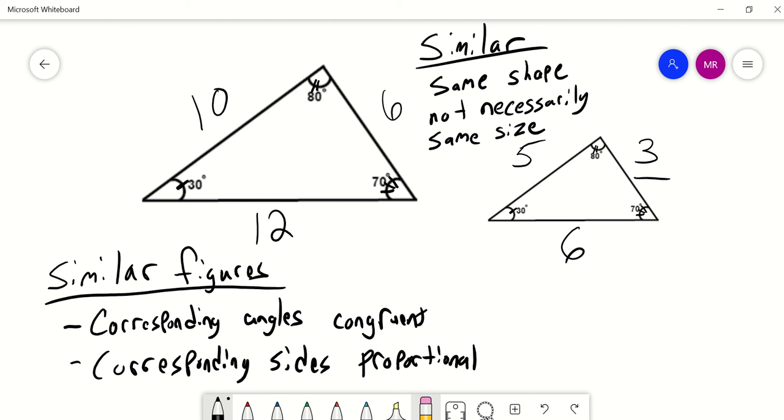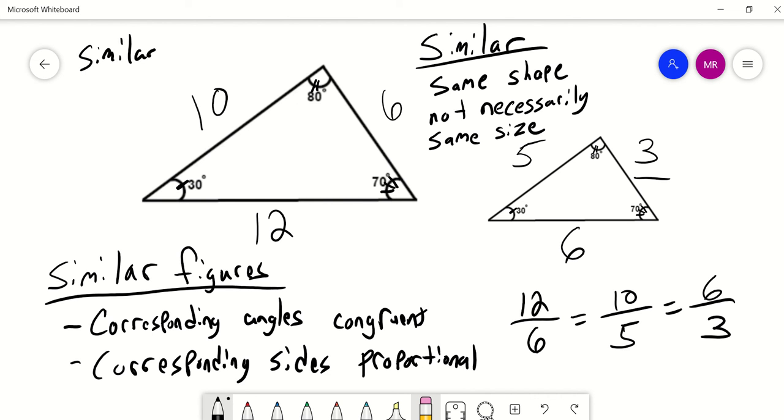Now we can set up proportions for this. We've done this before in math class. So 12 here corresponds to 6. And that is going to be equal to 10, which corresponds to 5. That's going to be equal to 6, which corresponds to 3. What's 12 divided by 6? It is 2. What's 10 divided by 5? It's 2. What's 6 divided by 3? It is 2.